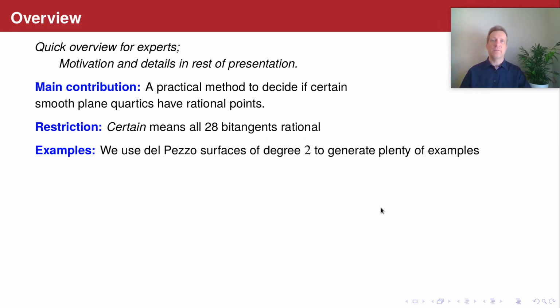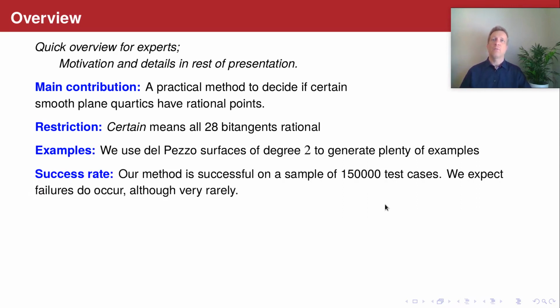We generate plenty of examples using some classical algebraic geometry concerning del Pezzo surfaces of degree 2, and we find that our method is surprisingly successful. On all the 150,000 test cases that we tried, we were successful in deciding whether the curve has a rational point or not. We do expect that failures occur eventually, but we just haven't been able to find any cases where we were not able to decide the existence of rational points.